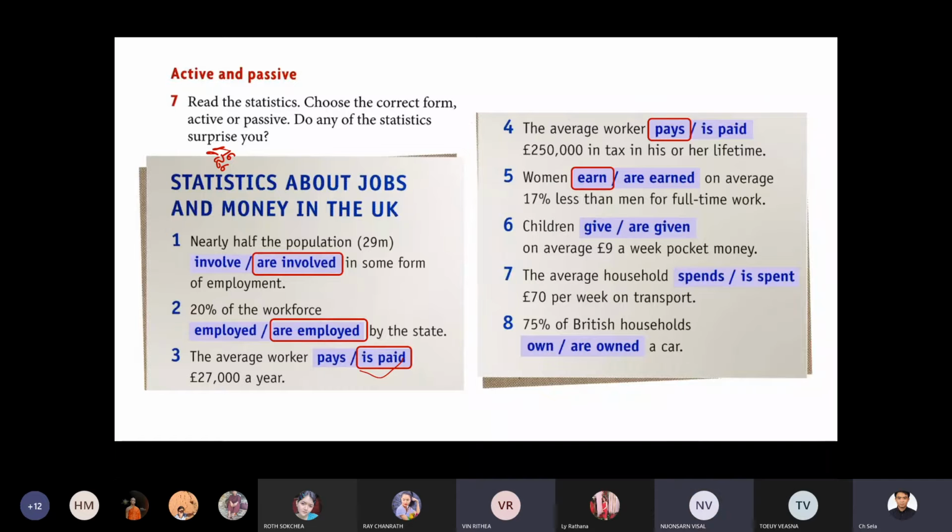Okay, ladies and gentlemen, sorry. Yes. Children are given on average £9 a week pocket money. Okay. Number 7, the average household spends or is spent? Spends.